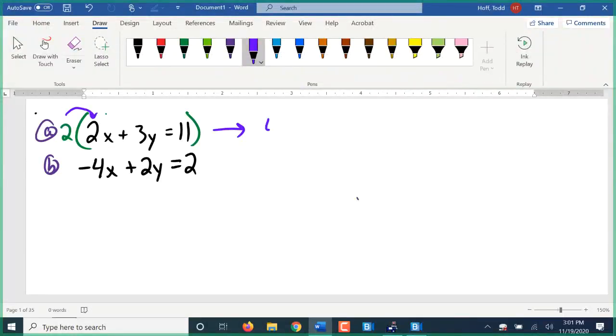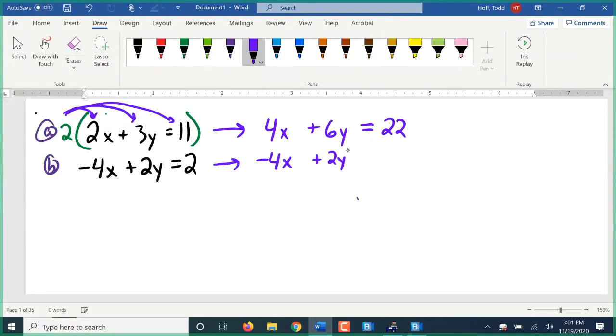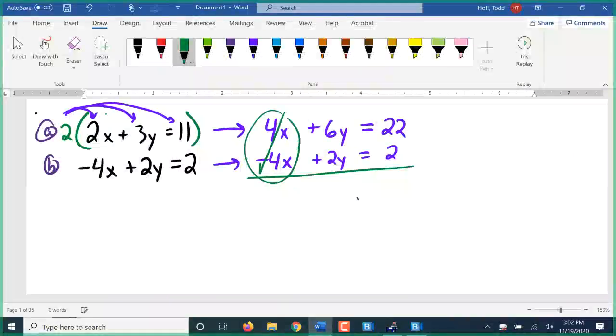2 times 2x is 4x. 2 times 3y is a positive 6y. Equals, again, we have to remember to multiply that other side. 2 times 11 is 22. The bottom equation, equation B, is going to stay the same. Negative 4x plus 2y equals 2. So now we can go ahead and add the equations. 4x and negative 4x cancel out. 6y and 2y make 8y equals 22 plus 2 is 24.